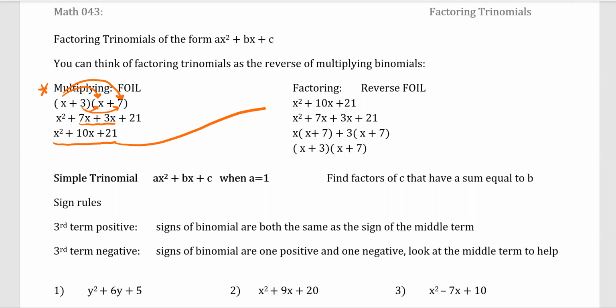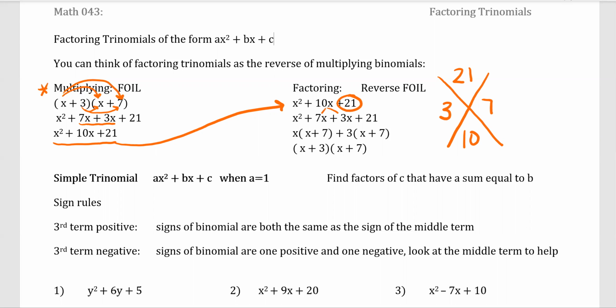What we are going to do today is factor, or reverse FOIL. So I like to make a big X to organize my data. What I'm looking for are the factors of 21 that add to 10. The factors of 21 are 1 and 21, 3 and 7. If I multiply 3 times 7, I get 21. If I add 3 plus 7, I get 10.